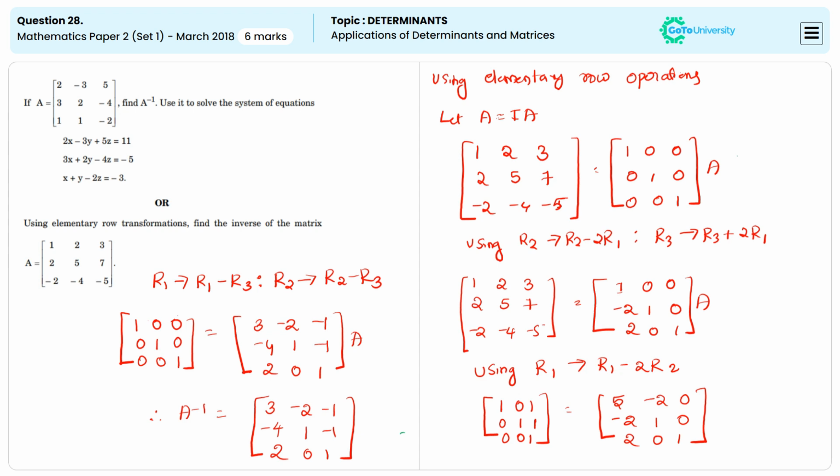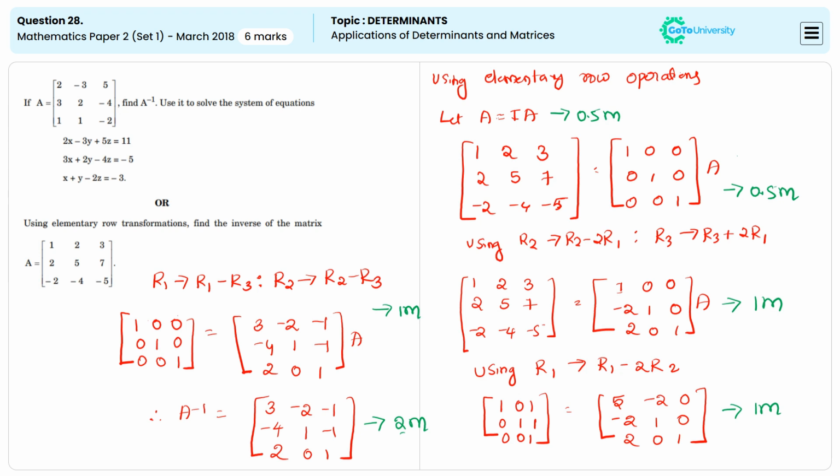So coming to the marking scheme, it's a 6-mark question. So writing this equation will give you 0.5 marks, and writing this as it is will give you 0.5 marks, and doing this row operation and getting the next step will give you 1 mark, and this row operation will give you 1 mark, and this row operation will give you 1 mark, and identifying this and giving the right answer here will give you 2 marks. So totally you get 6 marks accordingly.